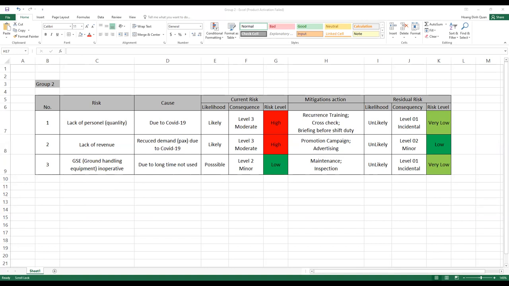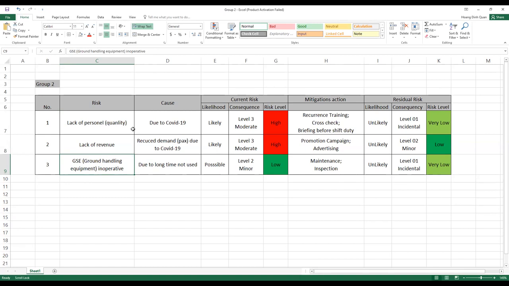Discuss about some misunderstanding. So we are listing here three risks, and because of limited time, we just do not detail the mitigation action control. In this file, we will detail more about the mitigation action with the group two members. So I will just present risk number one.